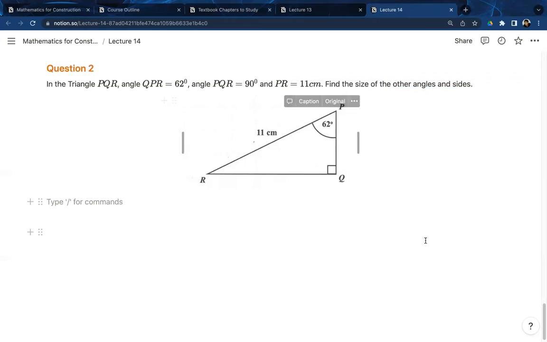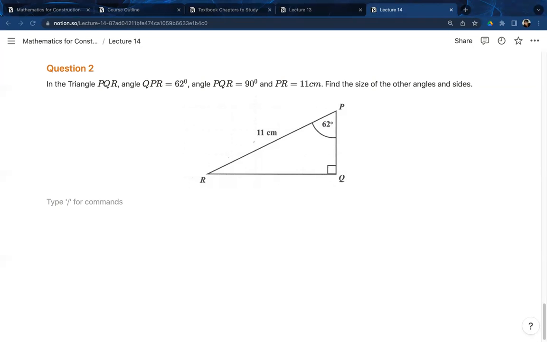So how do you do a question like this? Simple geometry, we know that the sum of the angles in a triangle is 180 degrees. So I know what this angle is by simple subtraction. I need to add the 90 plus the 62 and subtract it from 180 degrees, and I'll get what that angle R is. But what about the sides? How to find the sides? That's the tricky part of the problem.